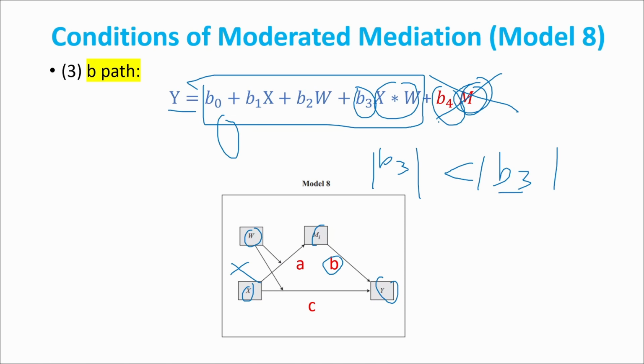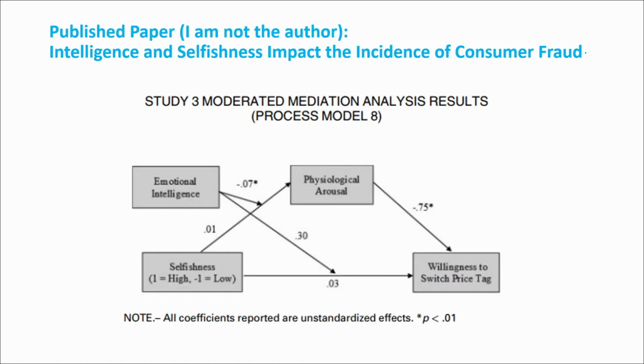The key point here is that we want to make sure that the B4 is significant. Now these are all the three conditions to do moderated mediation for Model 8. Now we're going to look at a data example. I found this data example online, and the authors published this data set online. So I'm going to use their published data set.